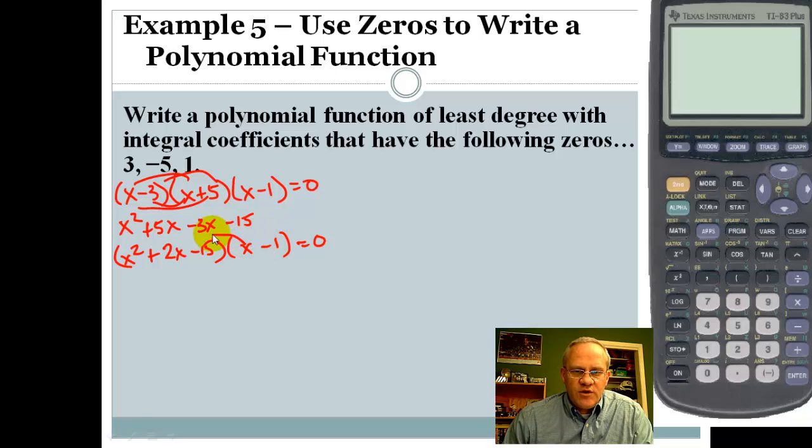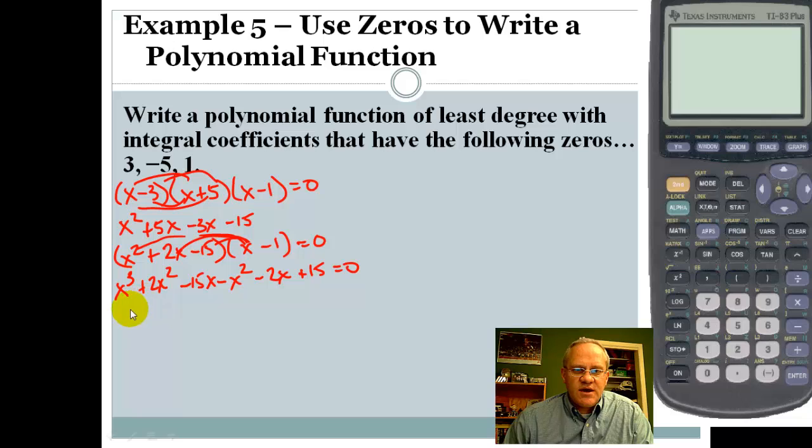So when I go x times x squared, that's x to the third. X times 2x is 2x squared. X times negative 15, negative 15x. Then negative 1 times x squared is negative x squared. Negative 1 times 2x is negative 2x. Negative 1 times negative 15 is plus 15.